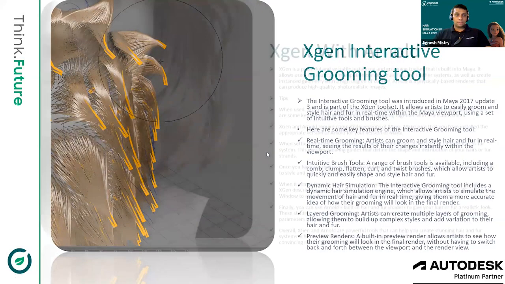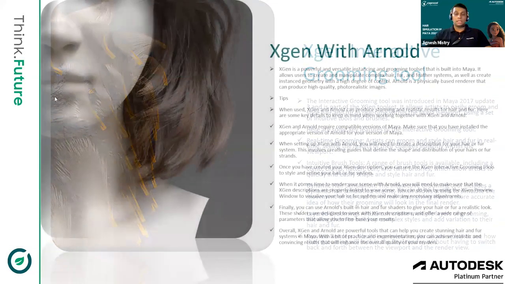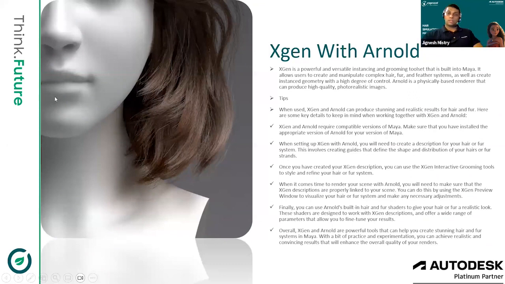Arnold is something which has been used very prominently. Some tips that I can mention, if anybody wants to take a screenshot of this itself: when you use XGen in Arnold, make sure the description and everything is mentioned properly, right? That is one thing. The shaders that you use are also very crucial.